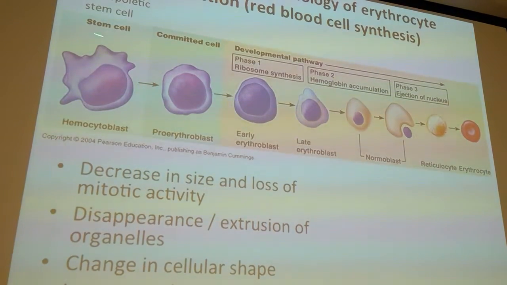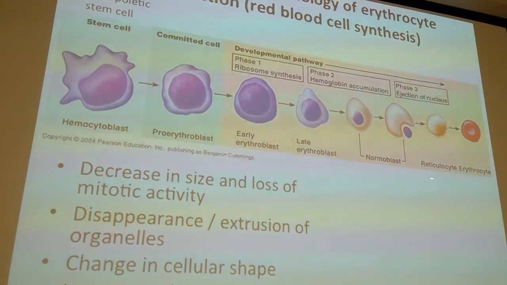And so over time, there are going to be a variety of changes, including a decrease in the size of the cell, a decrease in condensing of the nucleus, and a loss of mitotic activity. There's a lot that happens as this differentiates into a red blood cell.